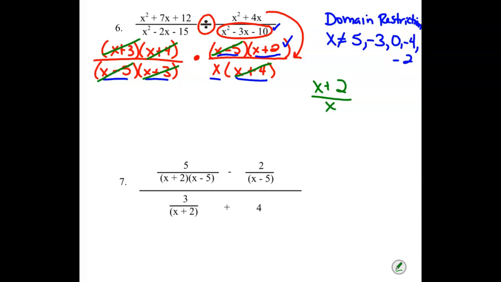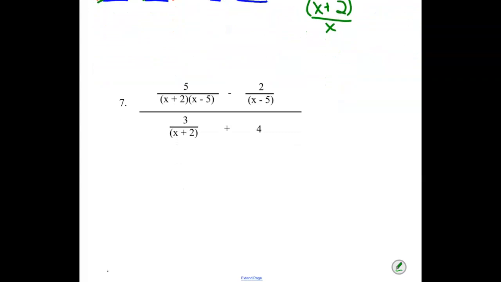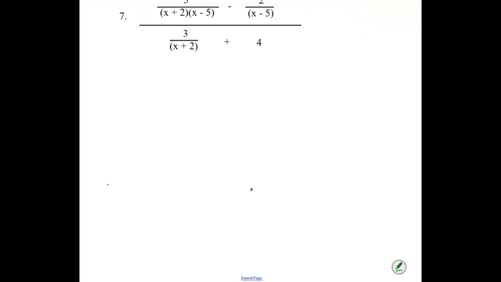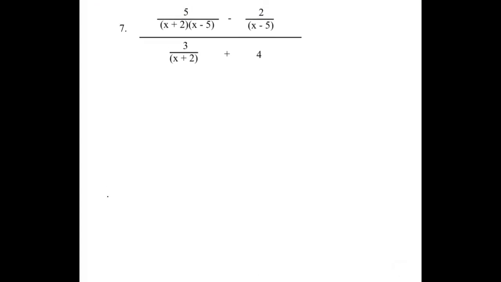We cannot take those x's out, because you have to think of this as one whole number. The x plus 2 is one single number. The last example that we were going to look at today to review for our test is how to simplify a complex fraction like this.